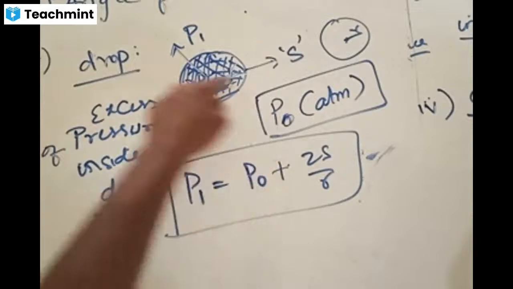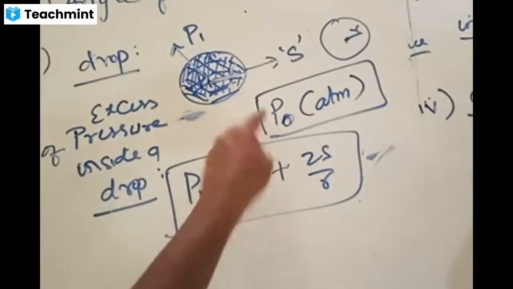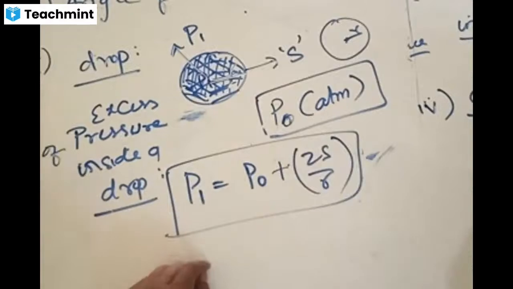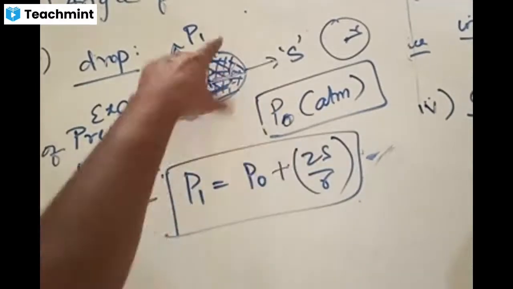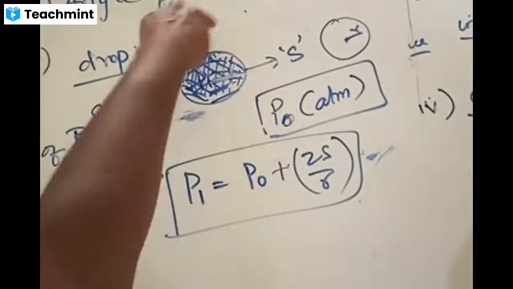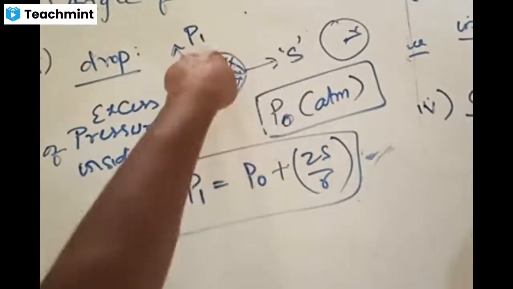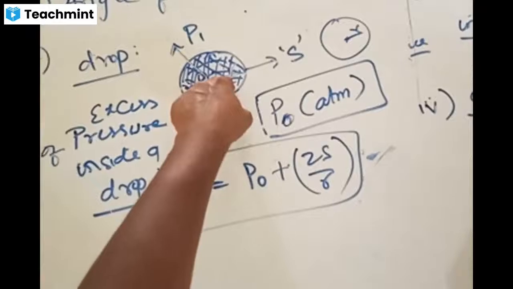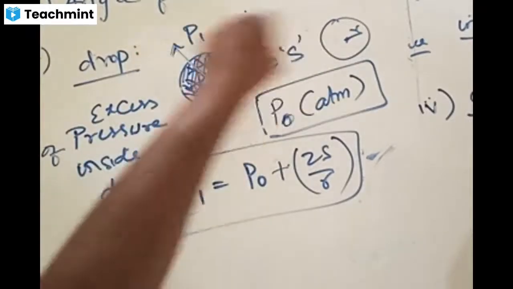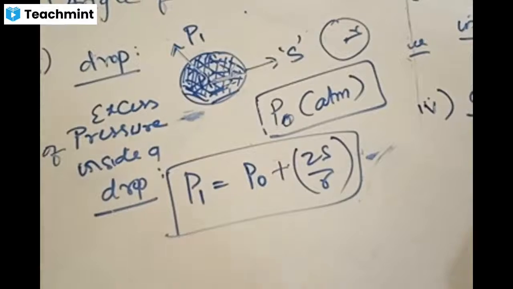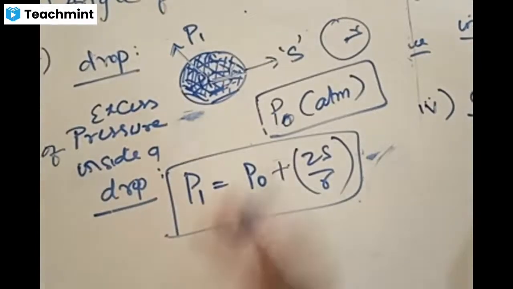Outside it is P naught and inside it is P1. Compared with outside, inside is more by a factor of 2S by r. S is the surface tension of this liquid, and r is the radius of the drop. If it is water, take the surface tension of water and the radius of the drop. If it is honey, take the surface tension of honey and the radius of that honey drop. If it is ghee, take the surface tension of ghee; of course, it will not form a drop because it spreads, but I'm just taking an example.